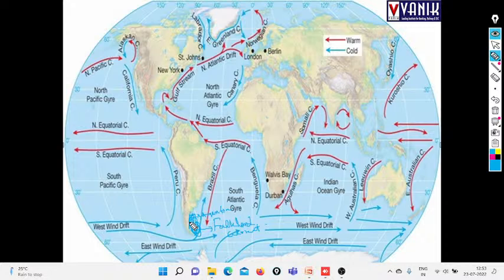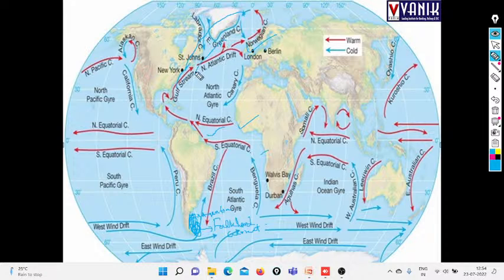Then we will see how these oceanic currents have an effect. So this is all about your currents in your Atlantic Ocean. It is such a big current system, and as we have discussed, it covers the total North American side, Europe side, then South America side and Africa side.